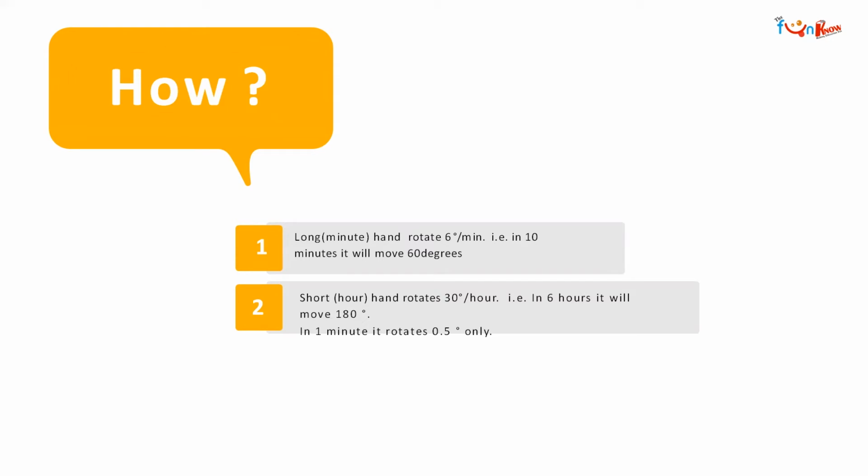Now, because it moves 30 degrees in 1 hour, how much will it move in 1 minute? It will move one half, or 0.5 degree only. And obviously we all know the second hand rotates 360 degrees in 1 minute, because it takes the whole circle in 1 minute. So these are the three facts, kids, you need to remember, and they will help you a lot while solving these clock problems. So let's keep moving.